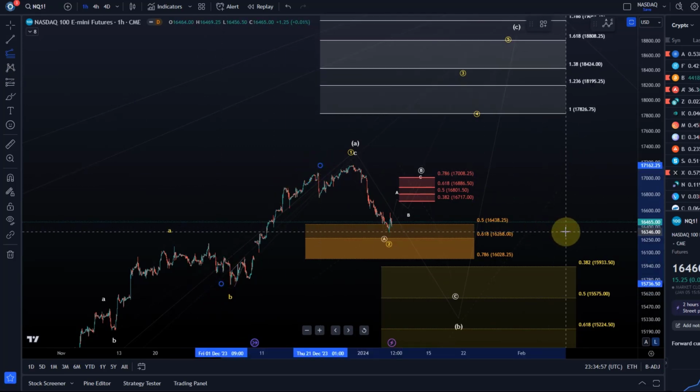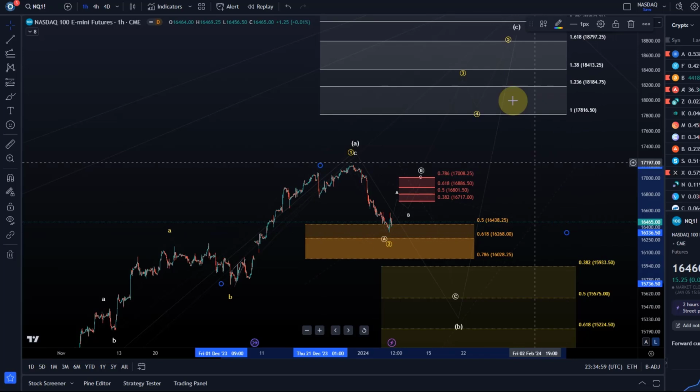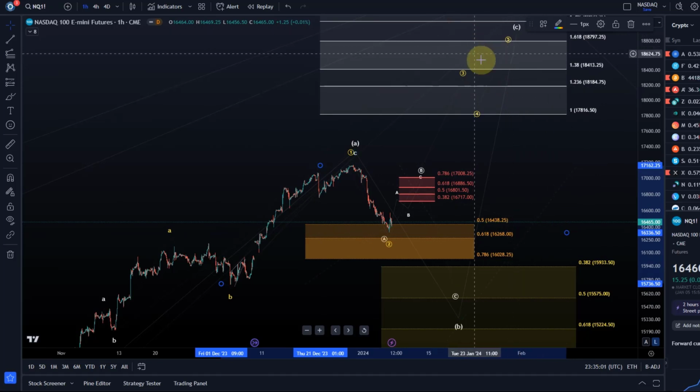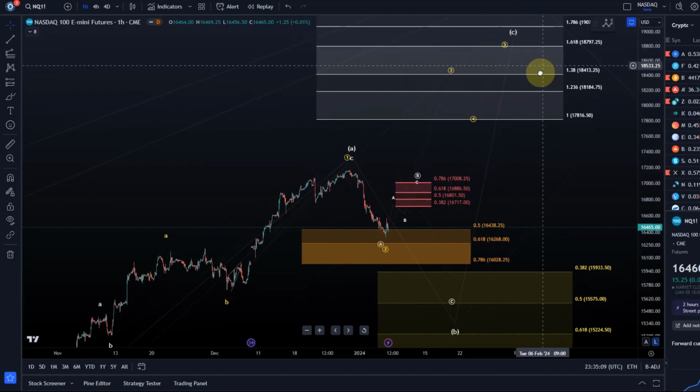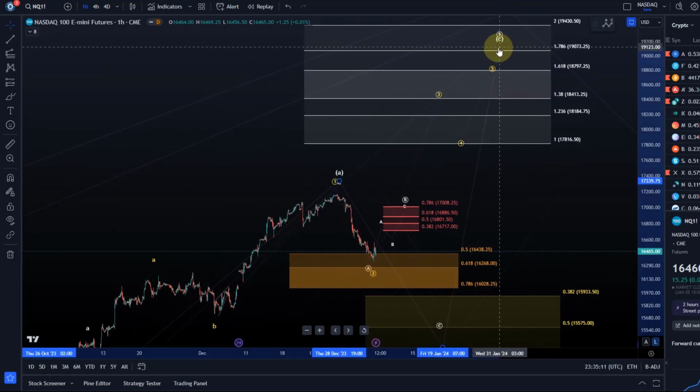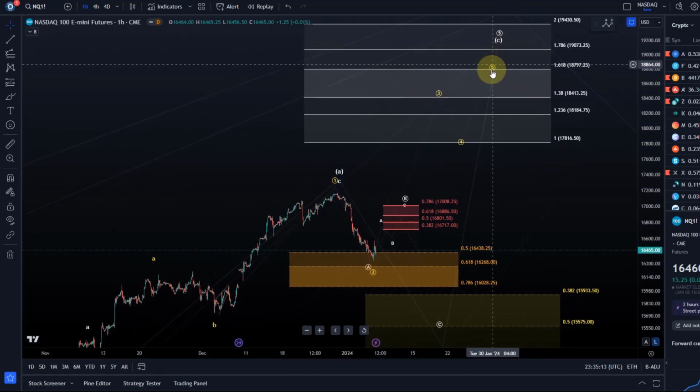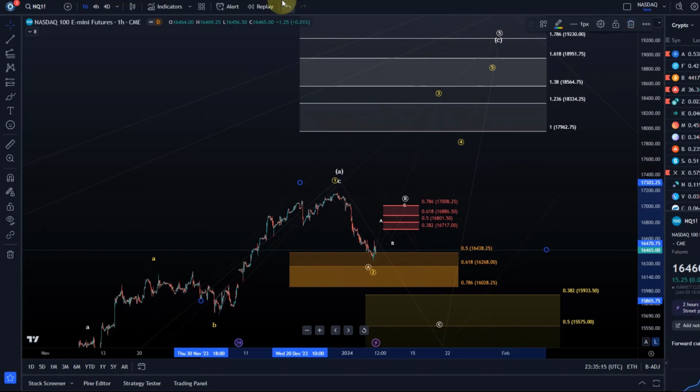We take the length of the wave 1, go to the low of the wave 2, and I'd like to see at least for wave 3, 18,184 as value, possibly even higher, then a wave 4, then a wave 5, and that could then confirm a more substantial top. So I wouldn't rule out that we see the 19,000 range.